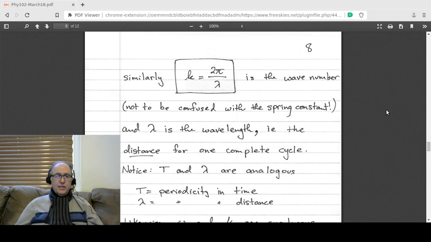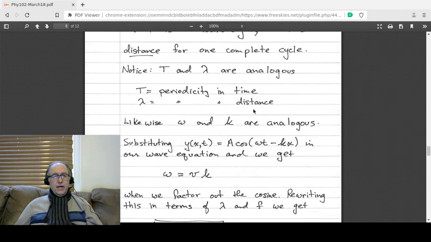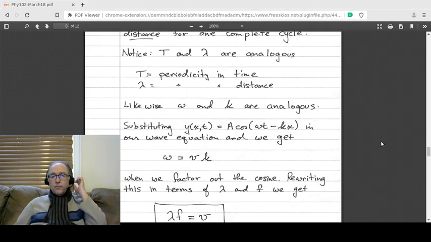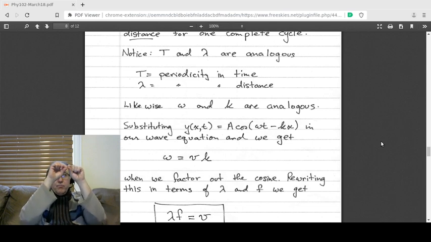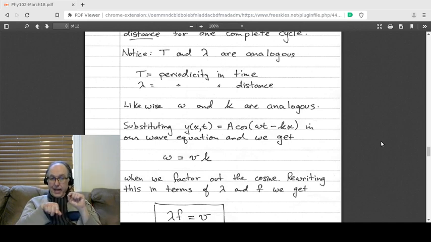You've got basically periodicity in time and periodicity in space. So you can think about T and lambda as being analogous to one another. For the harmonic oscillator, you just had T, but for a wave, you have both T and lambda. T being the periodicity in time, and lambda being the periodicity in distance. For the period, it's the time for one complete cycle. If you start at a crest, how long does it take for that point to go through a trough and then back to a crest again? That's one complete cycle, a time cycle.